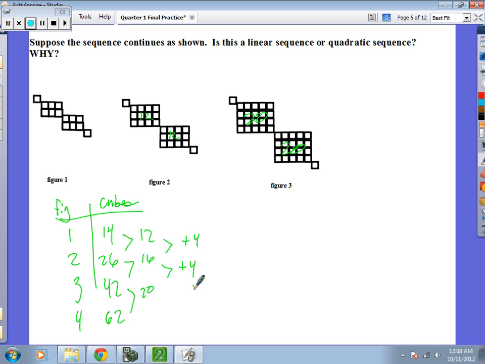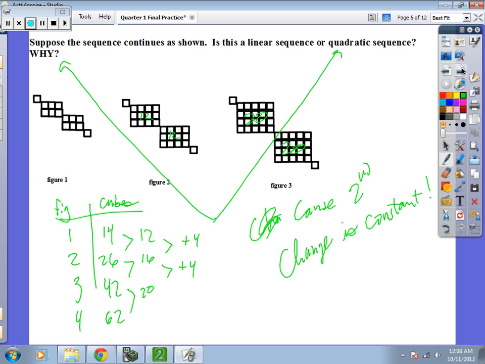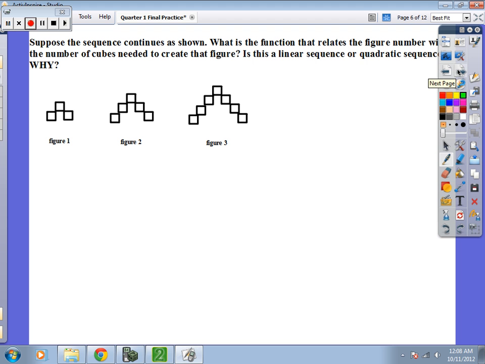So, is that linear or is that quadratic? The answer is quadratic, but why? Because your second change is constant. So it's increasing at a constant rate. Alright.